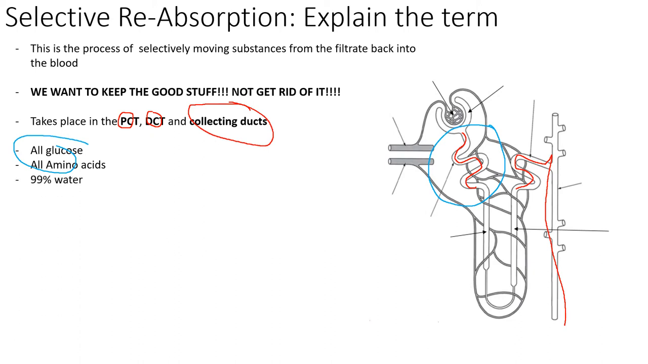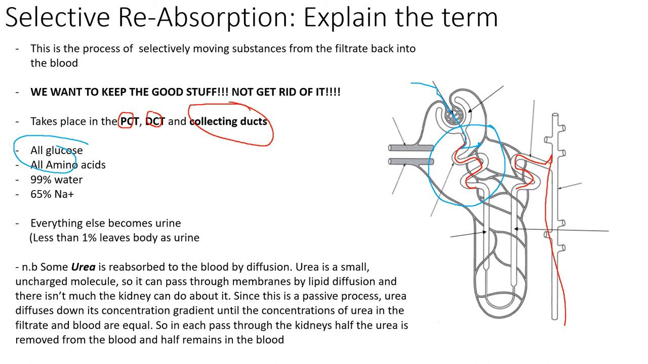Again, water. 99% of water gets reabsorbed in the proximal convoluted tubule. It gets squashed through this fenestrated capillary, and then, oh, by the way, we need that, so we pump it back, or we let it back into the blood. Sodium and everything else becomes the urine. Okay, and I'll let you read that in your own time. So that is the term selective reabsorption. We keep the good stuff, we get rid of the bad stuff.